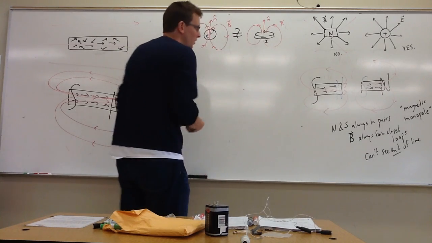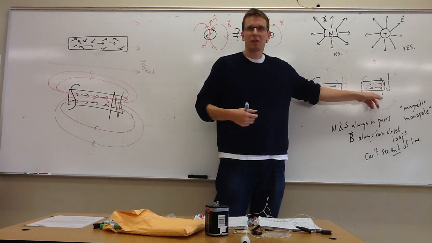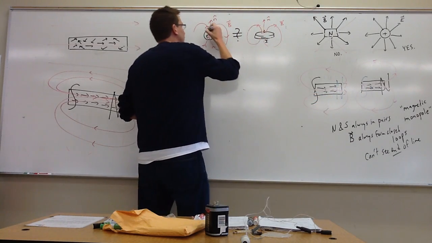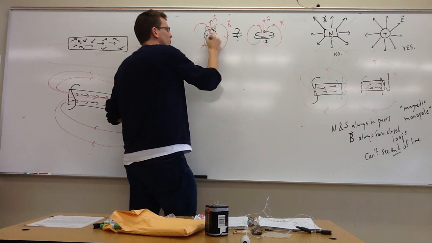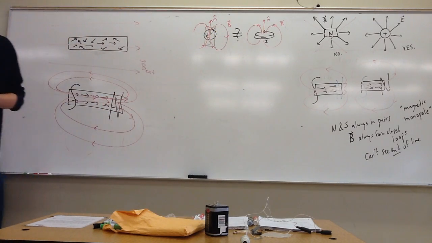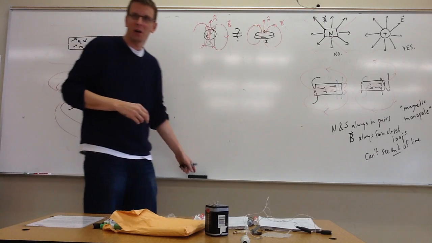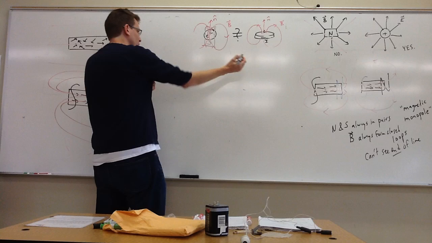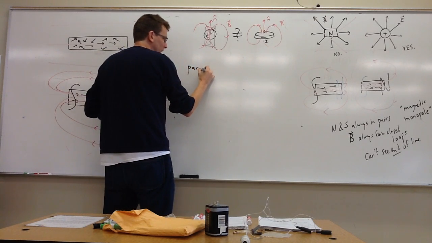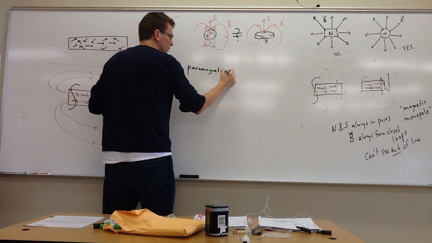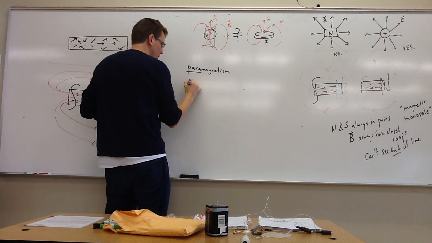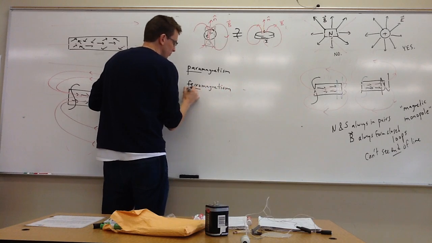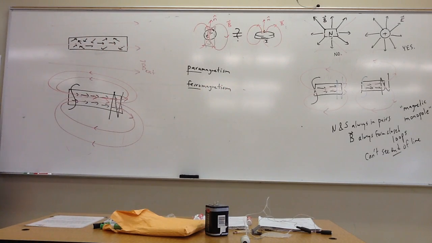Oh, and I forgot to mention here, for those of you that might be skeptical about chopping magnets in half, let me point out that even if you chopped it to a single electron, it still has a north pole and a south pole. Okay? So you can't get those things apart. So the two types of magnetism are paramagnetism and ferromagnetism. There are others, but these are the two that I will mention.